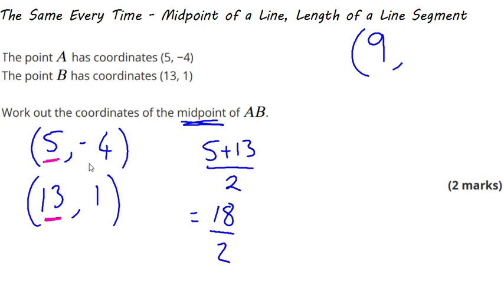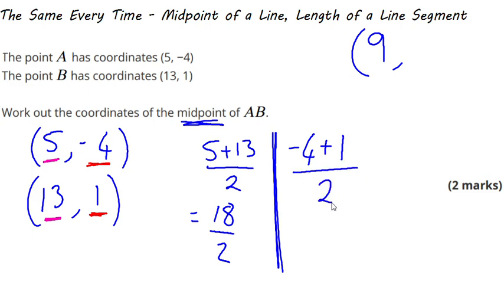Now we look at the y-coordinates, a little bit trickier with this -4. Remember, in this case, we add them together. So -4 plus 1 divided by 2. Well, -4, if we think of our number line, -4, and then adding a 1, we go 1 to the right, so that will take us to -3. If you're on a calculator paper, of course, you can just type it into your calculator exactly as it looks. So that's -3 divided by 2.